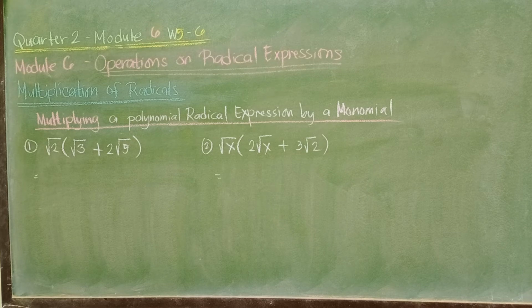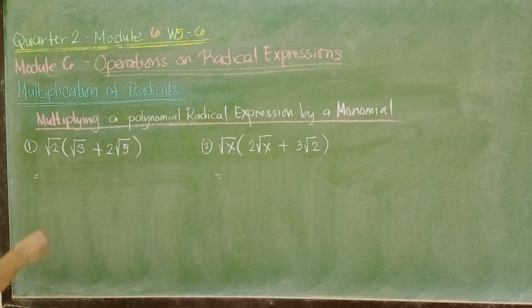Next, multiplying a polynomial radical expression by a monomial. So, for number 1, we have square root of 2 times square root of 3 plus 2 square root of 5. And then for number 2, we have square root of x times 2 square root of x plus 3 square root of 2. So for this lesson, i-apply lang natin yung rules ng distribution method kapag nag-multiply tayo ng polynomial expression sa isang monomial.